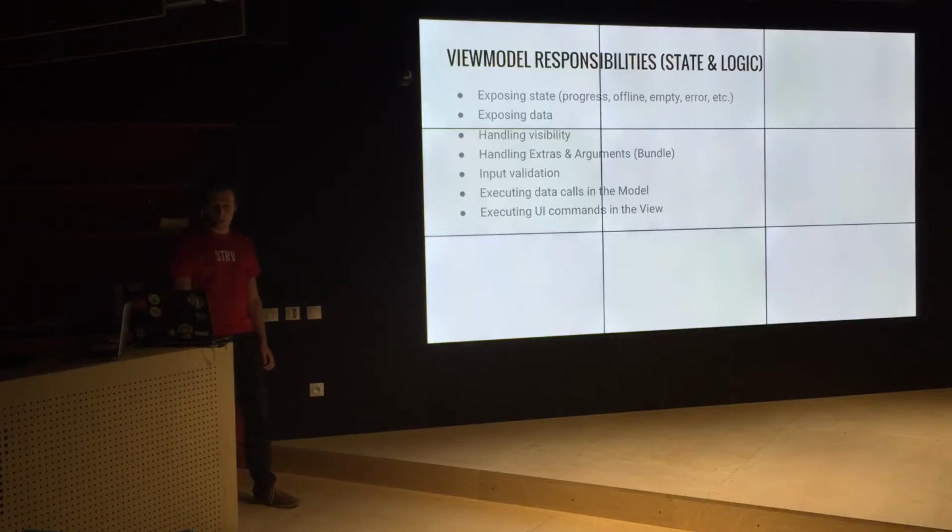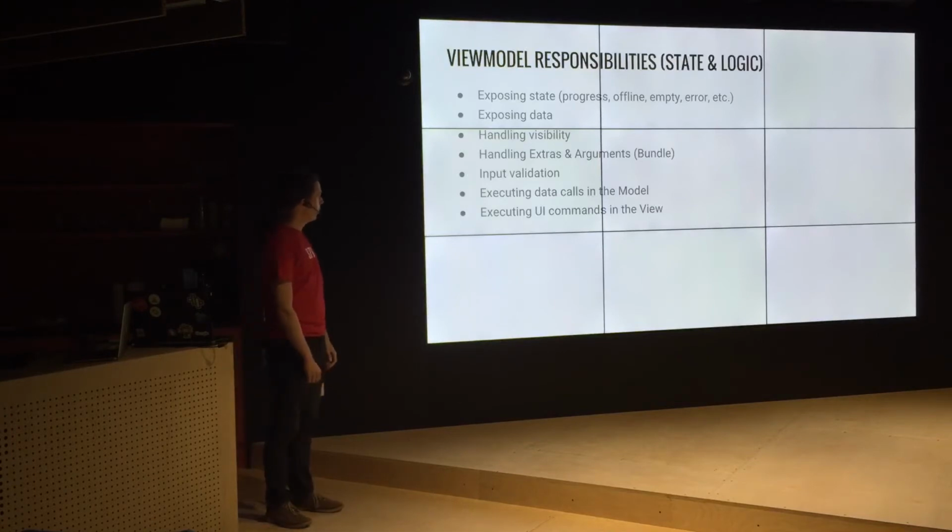Now let's talk about view model responsibilities. So view model is responsible for exposing state. For example, it can be progress, offline, empty state, error state, or any other states we can think about. View model is also responsible for exposing data. It's responsible for handling visibility of UI components. It is responsible for handling extras and arguments, and it's also responsible for input validation.